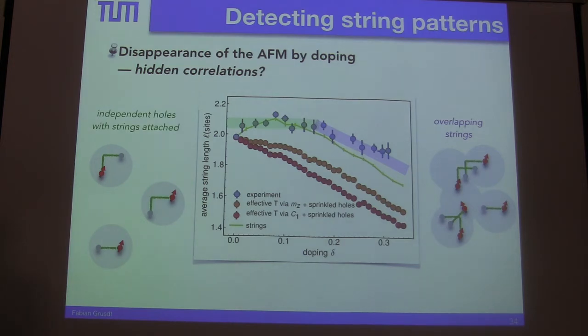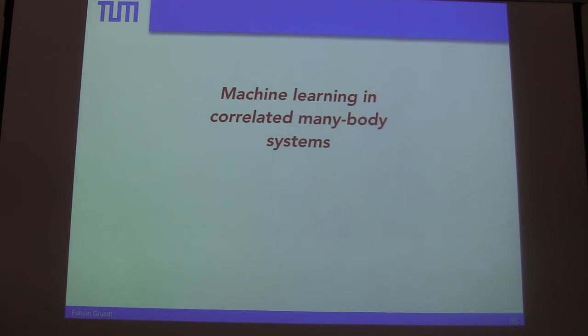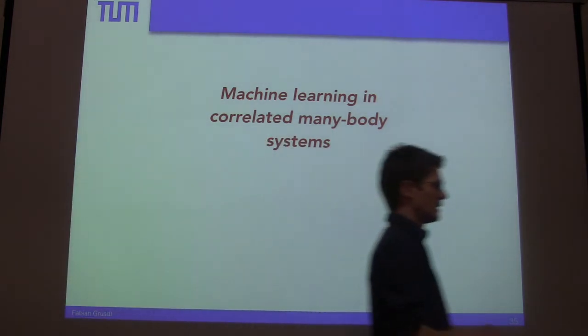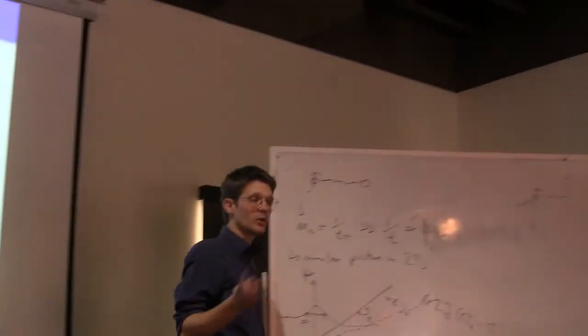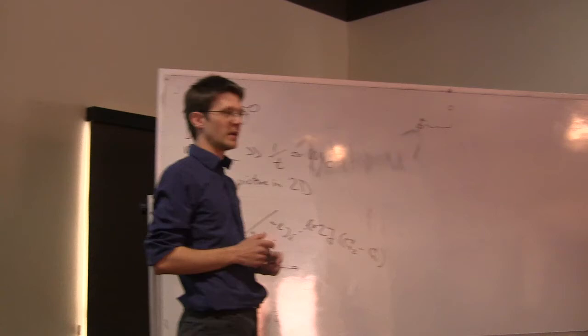And the last part is about some modern applications of machine learning to these types of problems, okay? So before I get into the details for the Fermi-Hubbard model, let me talk a little bit about machine learning, okay? And how you can use it in quantum many-body physics.